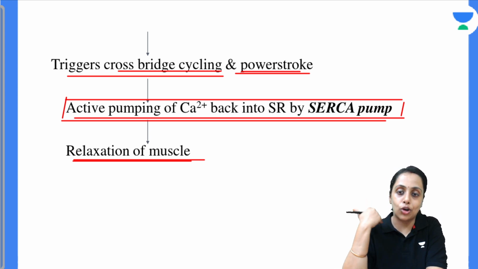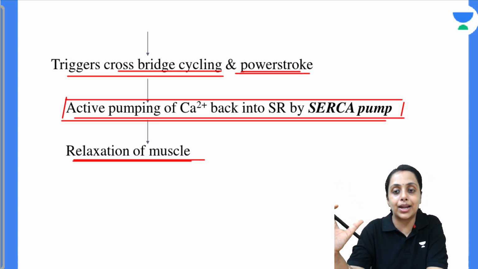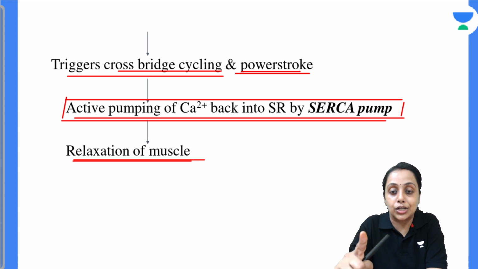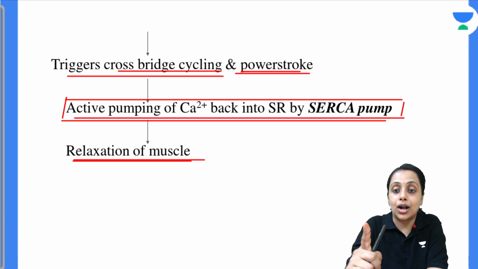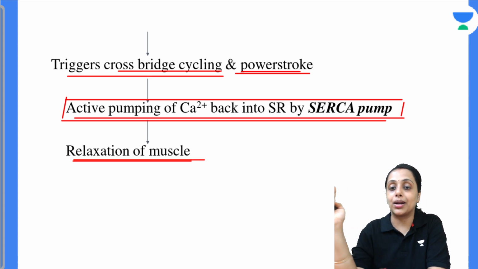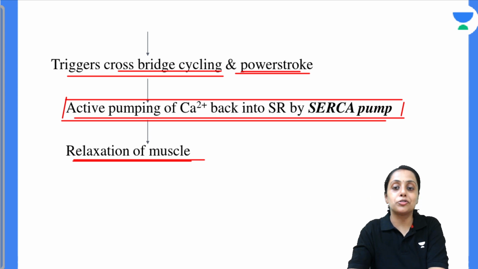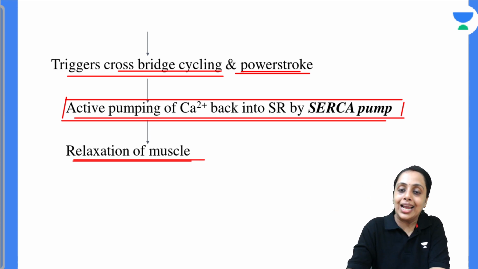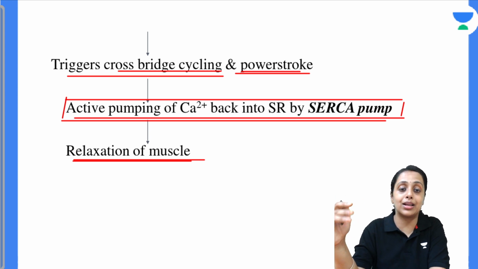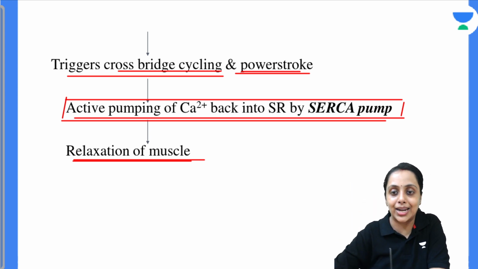The troponin-tropomyosin complex will move away from the myosin binding site. So the myosin binding site gets exposed. And due to exposure, what will happen? Actin-myosin interaction will happen. Power stroke will happen, coupling will happen. Okay, cross bridge formation will happen, power stroke will happen, sliding will happen, and that leads to muscular contraction. And for relaxation, the SERCA pump pushes back the calcium into the sarcoplasmic reticulum and that leads to the muscular relaxation.